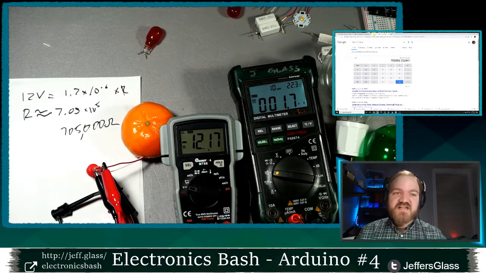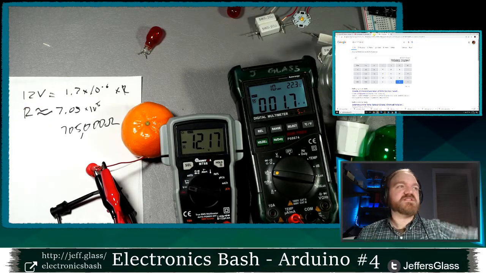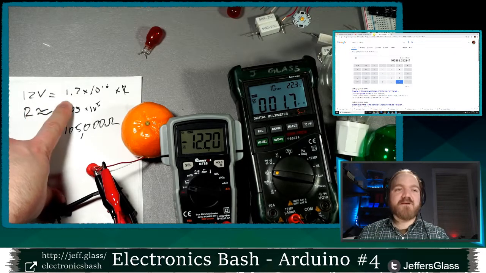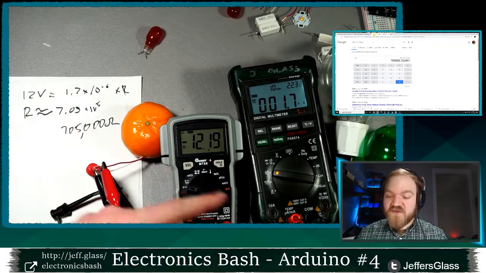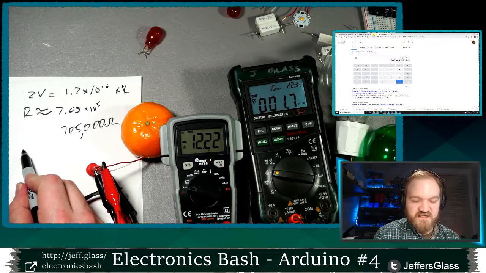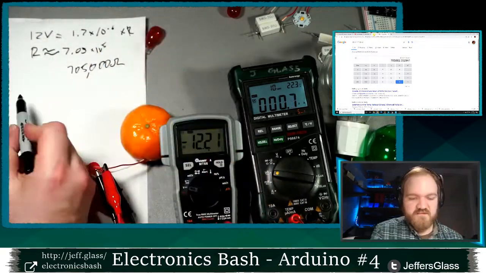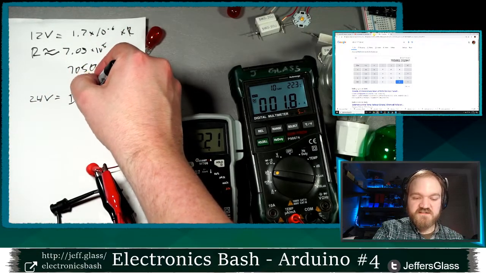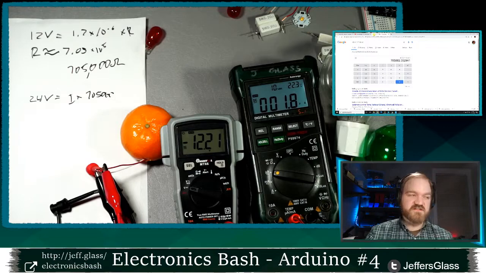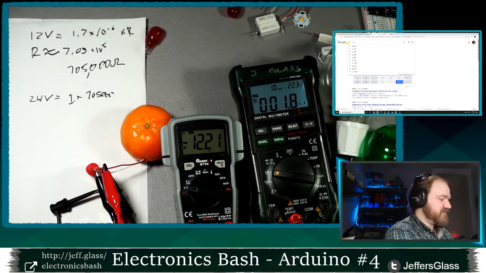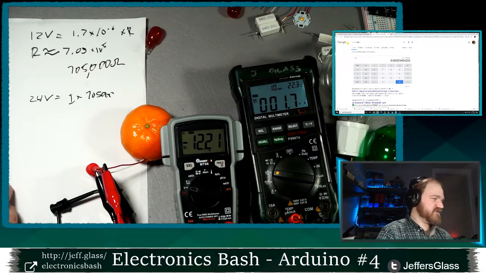Let's check this though. So that's the value of the resistance that we calculated at 12 volts. Let's see if that relationship holds up. If I were to increase the voltage on my system to 24 volts, how much current should we expect to flow? We looked at this earlier, it should be about double, but let's do the math and see how this works out. So I would say 24 volts equals current times 705,000. And again, using my sneaky side calculator, I'm going to do 24 divided by 705,000.